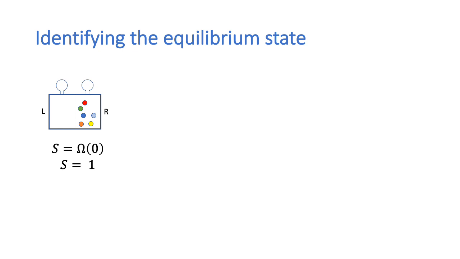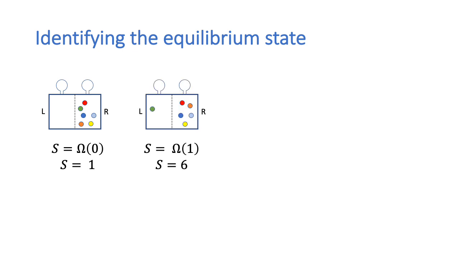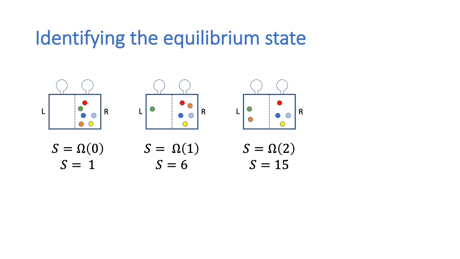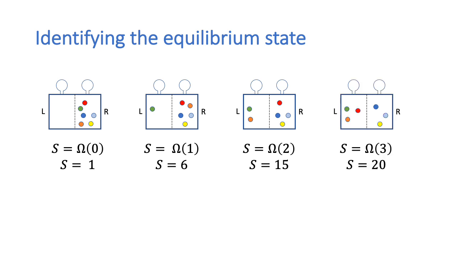So using this definition, let us try and identify the equilibrium state. Here we have a system which has 6 particles in it. If we have a system where we have 0 particles on the left, S would be omega 0, so S would be equal to 1. With 1 particle on the left, S would be 6. With 2 particles, S would be 15. And with 3 particles, S is equal to 20. Now the distribution is going to be symmetric if we have a larger number of particles on the left. So we can identify that the maximum value of S would be where we have 3 particles on either side. And this is what we would expect to be the equilibrium state.